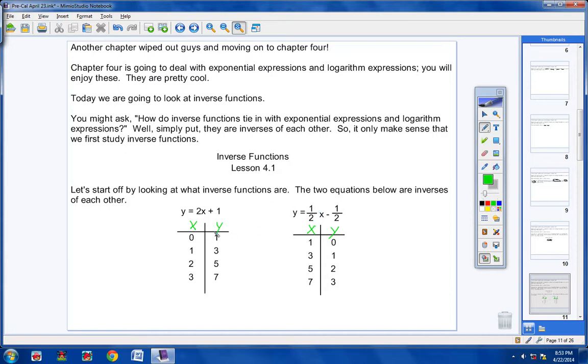Notice in this equation the point (0, 1) exists, and notice over here the point (1, 0) exists. Notice over here the point (1, 3) exists. It satisfies this equation up here, and notice that the point (3, 1) over here satisfies this equation. (2, 5) is an ordered pair from this equation. (5, 2) is an ordered pair from this equation. (3, 7) is an ordered pair from this equation. And (7, 3) is an ordered pair that satisfies this equation.